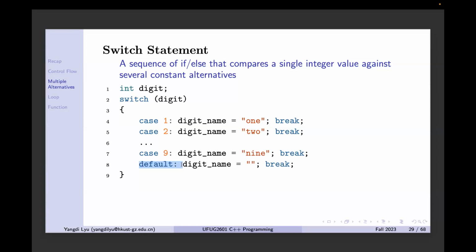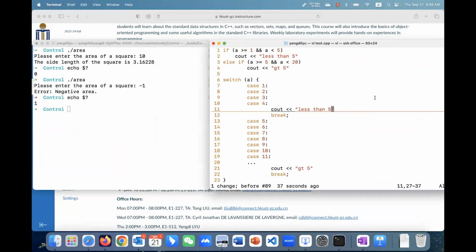These are just the entry points. They tell you where you should start your execution. So similarly in here, if you input number 3, then it will start from here and run your program one by one until you see a break, and we'll jump out.